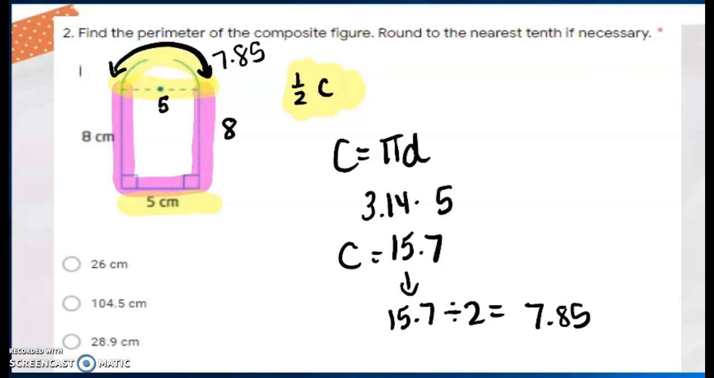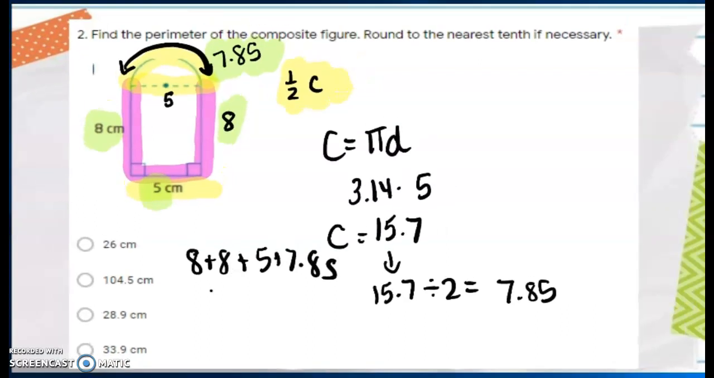So now we're going to take each one of our side measurements, only the outside, so that little 5 on the inside is not going to count. So 8 plus 8 plus 5 plus 7.85. So 8 plus 8 plus 5 plus 7.85. Plus 16, right, is going to be 28.85, which would be, if we round to the nearest tenth, 28.9.